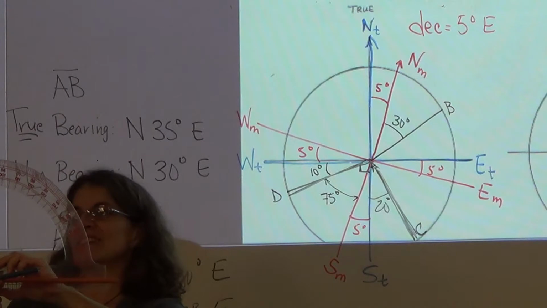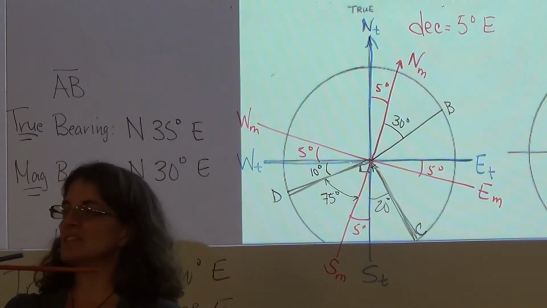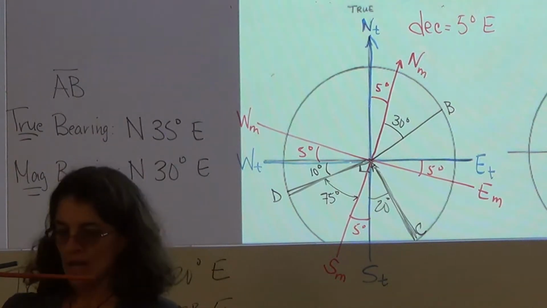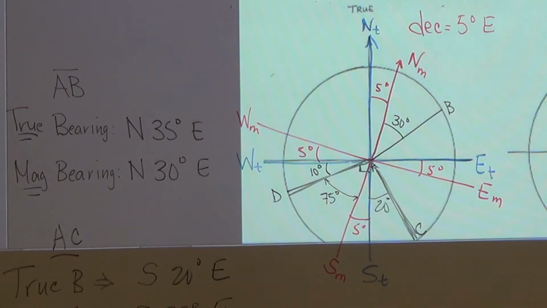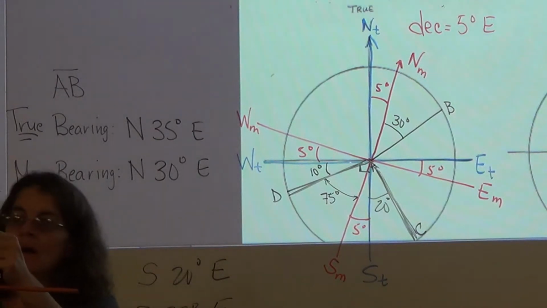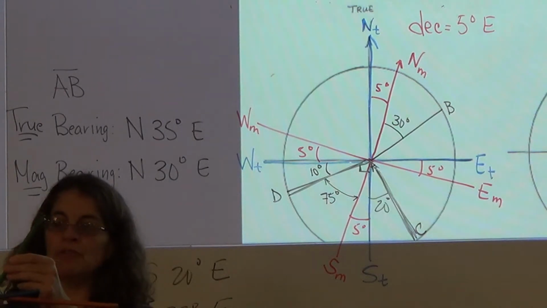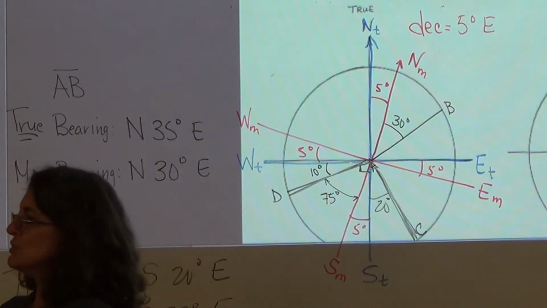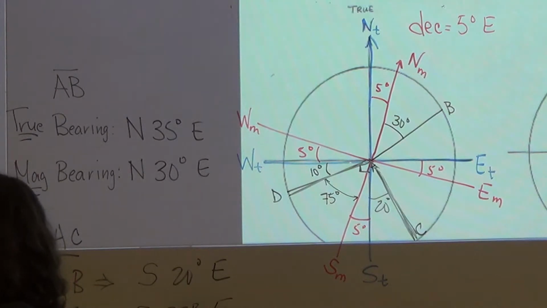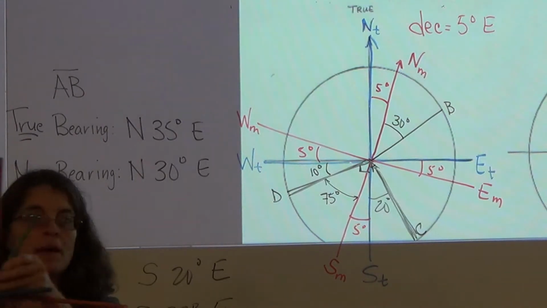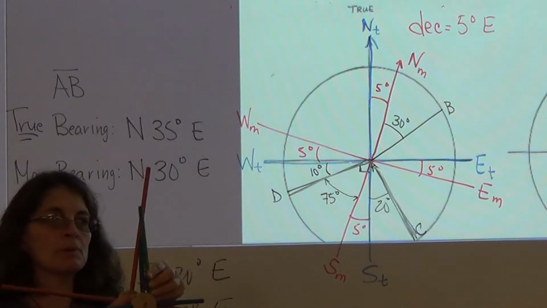That's about 10, it looks like maybe 11 degrees to the west. And then here we have this funky line. If it's a true bearing, you're measuring it to the orange. But if it's a magnetic bearing, you're measuring it to the blue.